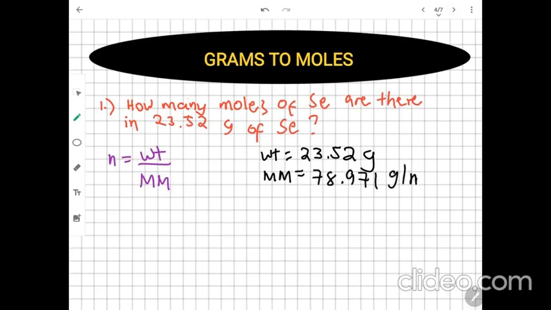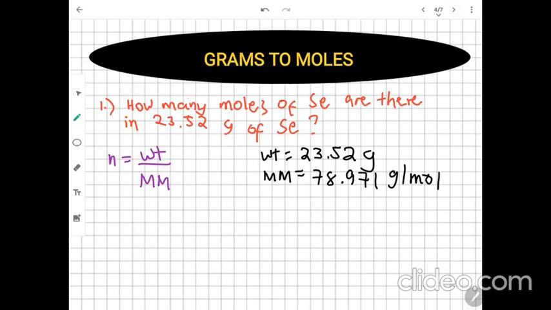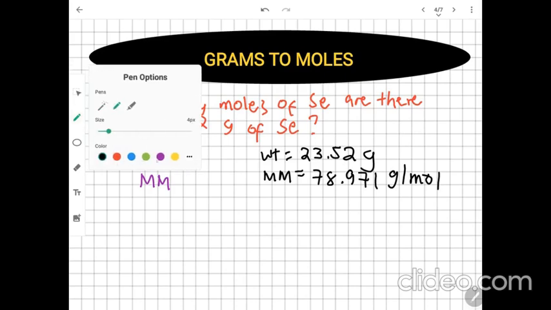So here the molar mass is 78.971 grams per mole. Okay, balikan lang natin saglit, baka mali ako ng pagkatingin. Here, 78.971. Okay, so now that you already have your values for weight and molar mass, we can now calculate the moles. So for the moles, let's have here.